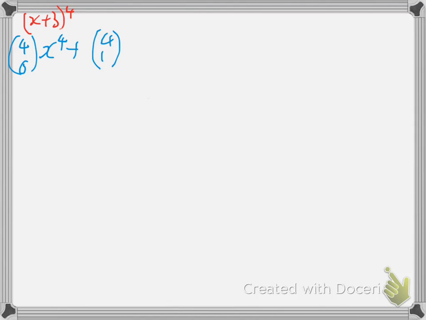4C1 times x to the power of 3 times 3 to the power of 1. So that's going to tell us how many times, if we were to do it the long way, those things would be multiplied to each other. Next part is 4C2, x to the power of 2 times 3 to the power of 2. And we just keep following the pattern, and each part of this shows us how many times each of these things would happen if we were to expand it the long way.